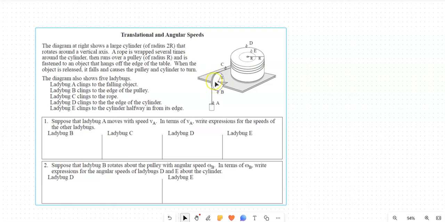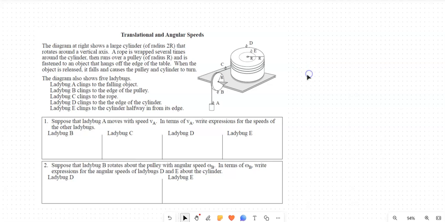You have this wheel that has a radius R, and ladybug B is on the edge of that. Then you have ladybug C that is on this rope. This rope, which is attached to this weight, is wrapped around this big wheel, and that big wheel has a radius of 2R, and that is ladybug D, while ladybug E is on a wheel that is radius R, which is basically the same radius as this wheel.